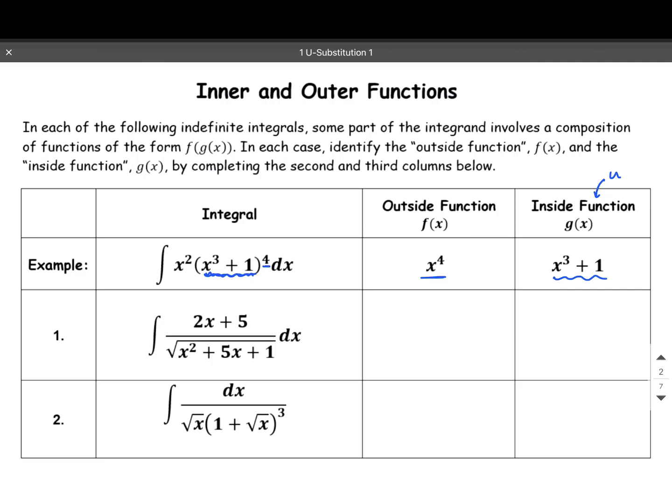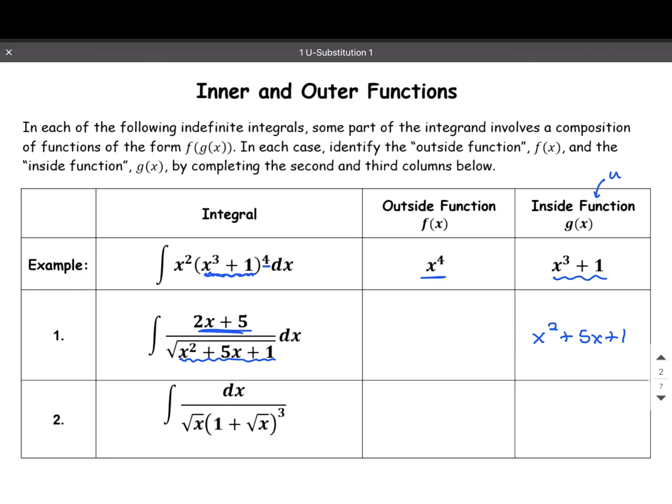Okay, let's look at the next one. The integral of 2x plus 5 all over the square root of x squared plus 5x plus 1. So, remember, one of the suggestions for our inside or our u is to look at something being raised to an exponent or in the denominator. Well, we have something in the denominator that's also raised to an exponent, that x squared plus 5x plus 1, okay? Notice also the derivative of x squared plus 5x plus 1 is 2x plus 5. That's sitting in the top. Remember, we said look for something whose derivative is also there. So our inside function is x squared plus 5x plus 1.